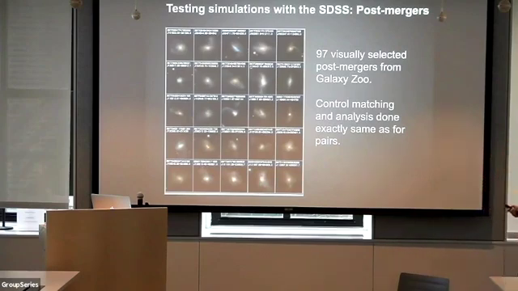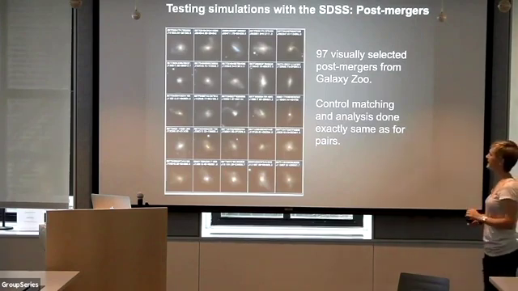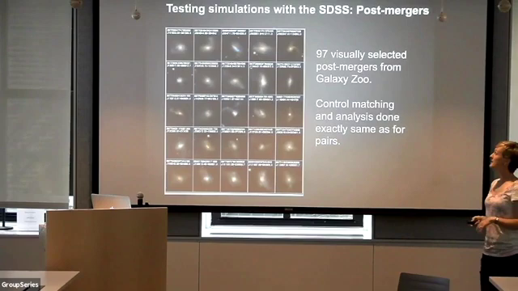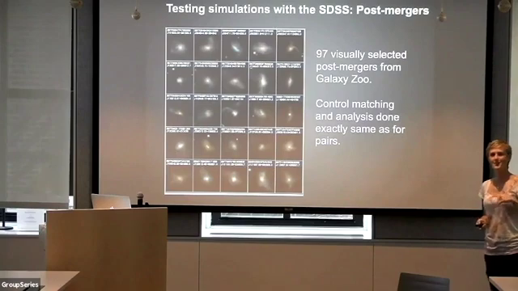So this sample is much smaller. It's only around 100 galaxies. So the statistics are not as good as for the pairs. We have control samples that we make in exactly the same way for this. So now we're ready to dive in and start testing those theoretical predictions.